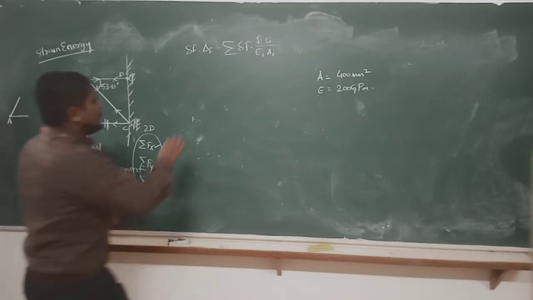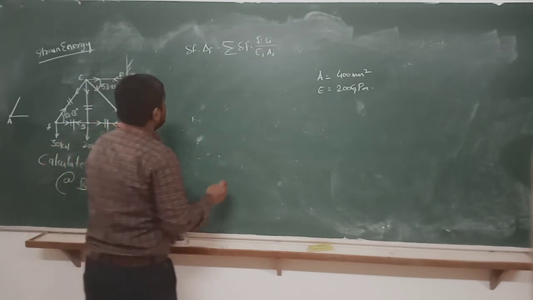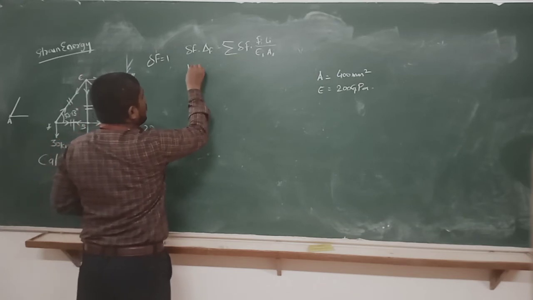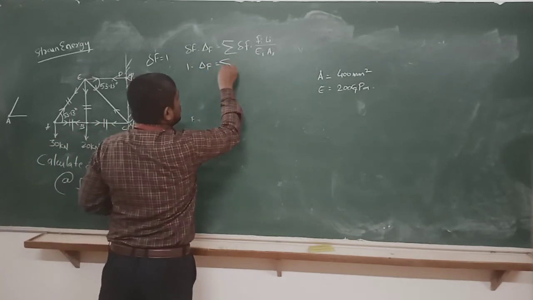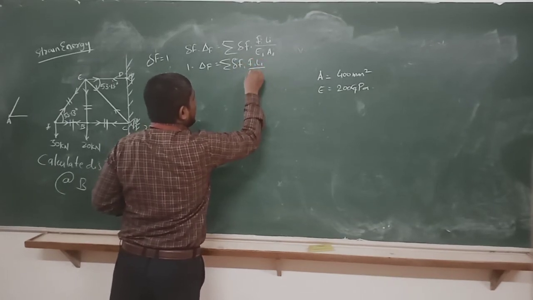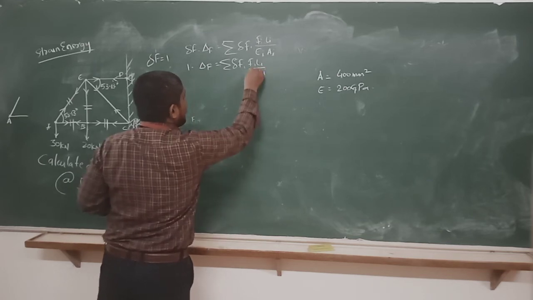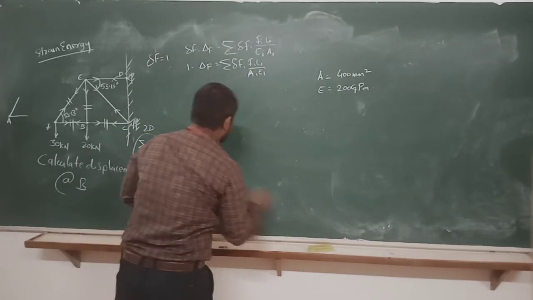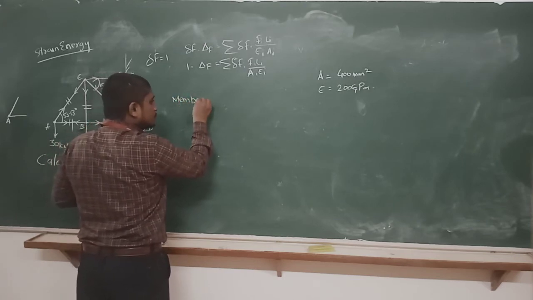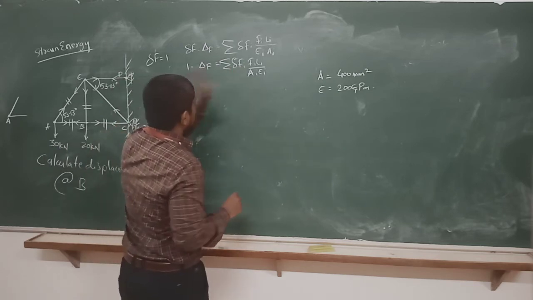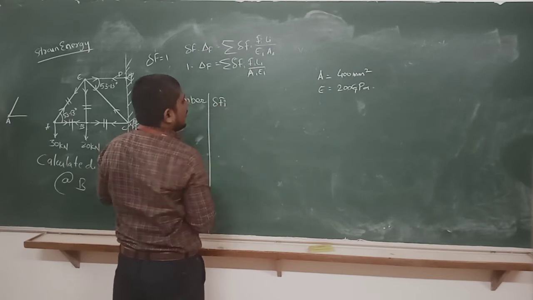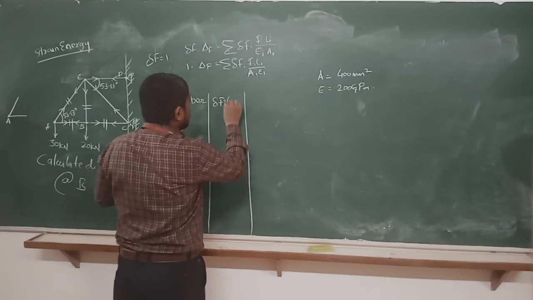Okay. Now let me make a table here. Now see, we have to take, so delta F is what? We know that 1 into delta F is equal to summation of del Fi into Fi Li divided by Ai Ei. Now let me make a table with the member column. What we want is this del Fi, which will be in kilonewton.